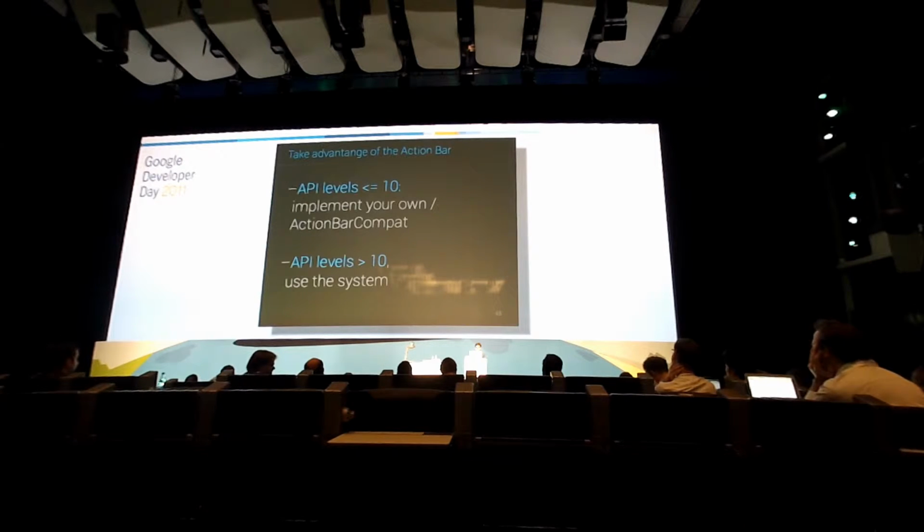The other important feature is the action bar. If you're using an API level that's smaller than or equal to 10, you can implement your own or use the compatibility one. And if you're using an API level above 10, you can just use the system action bar. But it's very important to have an action bar if that makes sense for your application, of course.